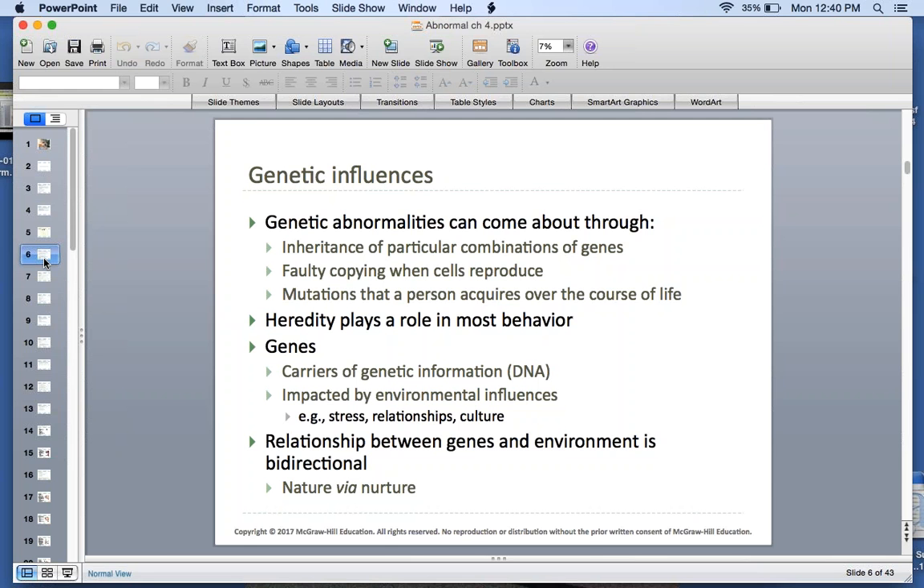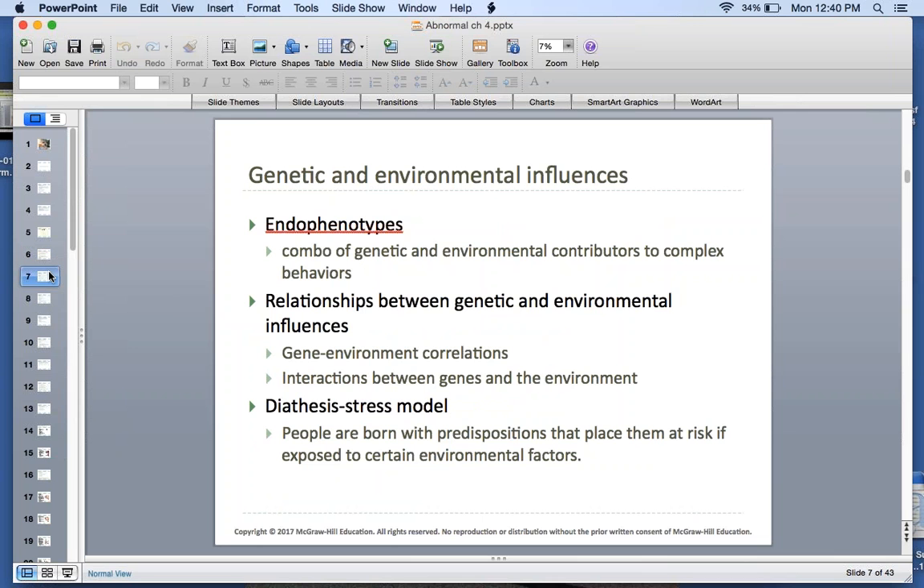They're impacted by environmental influences. That is stress, relationship, culture. We're going to talk in a few minutes about something called the diathesis stress model, which will explain this a little bit more. We have this relationship between genes and environment, and like I said, it's bi-directional. Our genes affect the way that we are in the world and where we are in the world, and our environment then affects how our genes respond. Again, bear with me, we'll get to this.